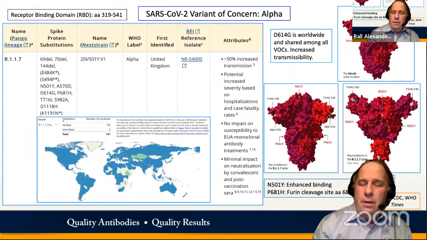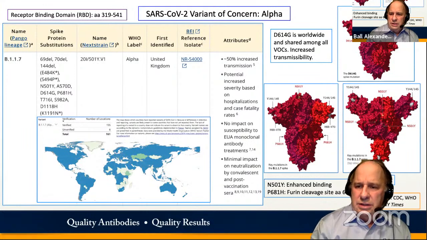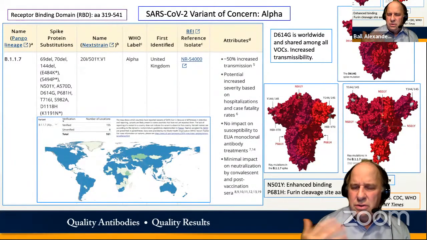So the main mutation is the N501Y. N501Y seems to enhance binding of spike to the host cell through binding to the ACE2 receptor, but it also has some other interesting mutations, and one of those is P681H. It's worth noting that there's a furin cleavage site between amino acids 681 to 685, also known as the polybasic site, which seems to assist with the cleavage of S1 and S2 and facilitate increased uptake of the virus into the cell. So any mutations around that area are of interest.